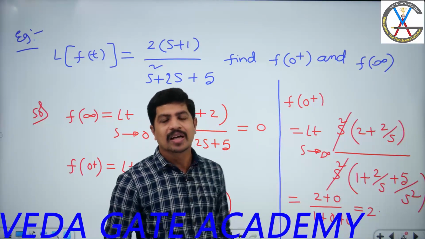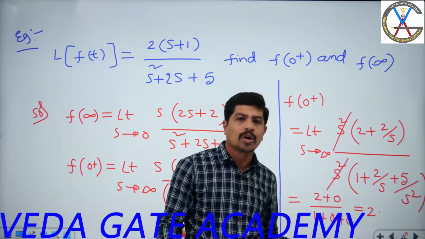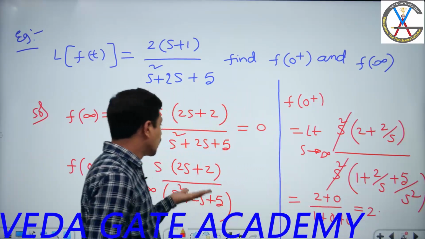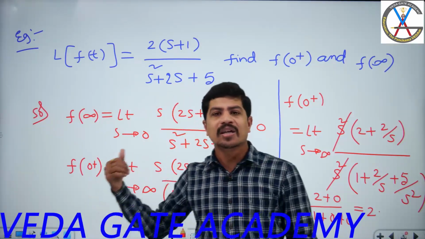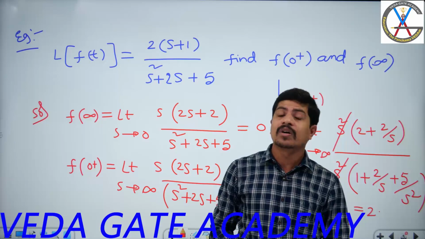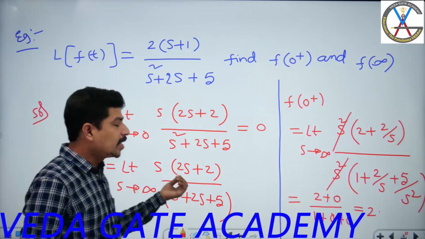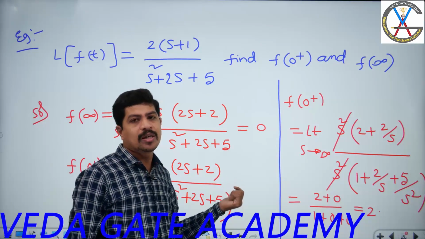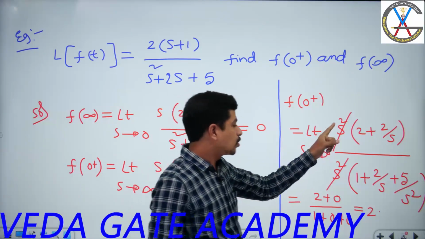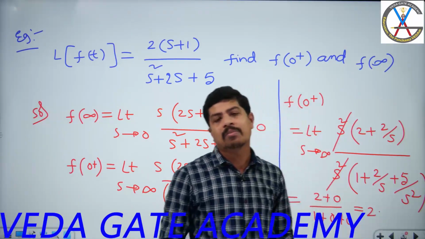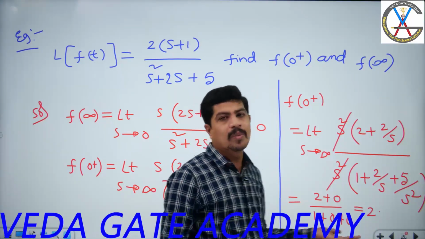So it is this simple. The final value is 0. The initial value is 2. Sir, we didn't check the limitation of the initial value theorem. What is the limitation? The initial value theorem is not applicable if the given function is improper. If you look at the function we got, is it proper, improper or strictly proper? It is a proper function, because the numerator order is 2 and the denominator order is also 2. We can apply the initial value theorem directly. The answer we got is 2.